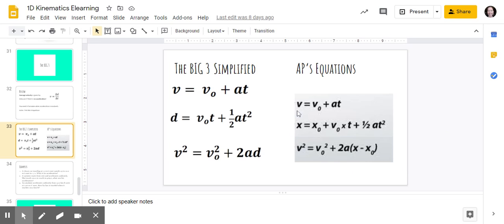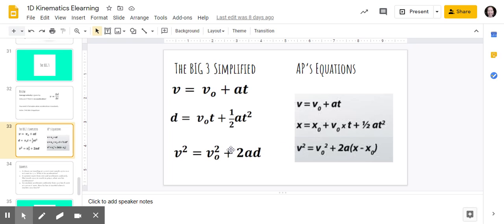AP has their own style of the big three. That would be using just slightly different nomenclature. So instead of using D for displacement, they're using X for displacement if you're moving horizontally. For moving vertically, we'd be using Y for displacement. And instead of really outright saying D or displacement, they're kind of separating this into position. So we have an initial position here and a final position here. So they've really separated those out for us.